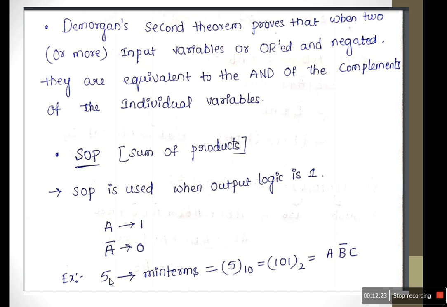If for example I am taking 5 in decimal format, so I want to write 5 in binary format, so that is 101. So I want to represent this 5 in SOP form. So 1 is represented with A, 0 is represented with B bar, and 1 is represented with C. So here I am having the three variables 1, 0, 1.